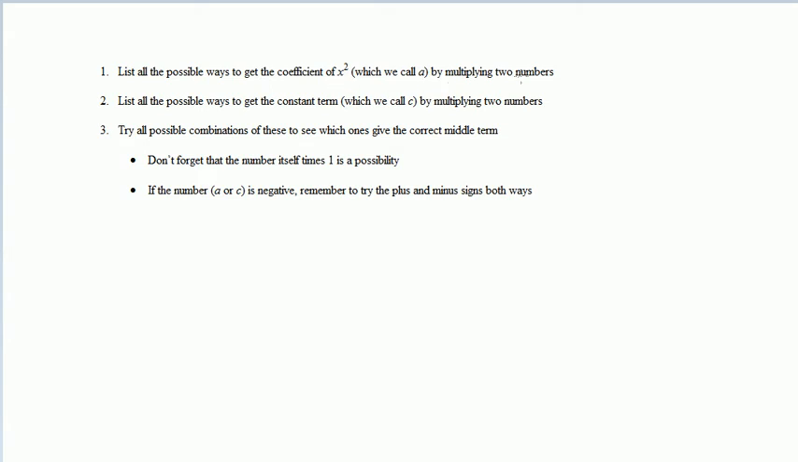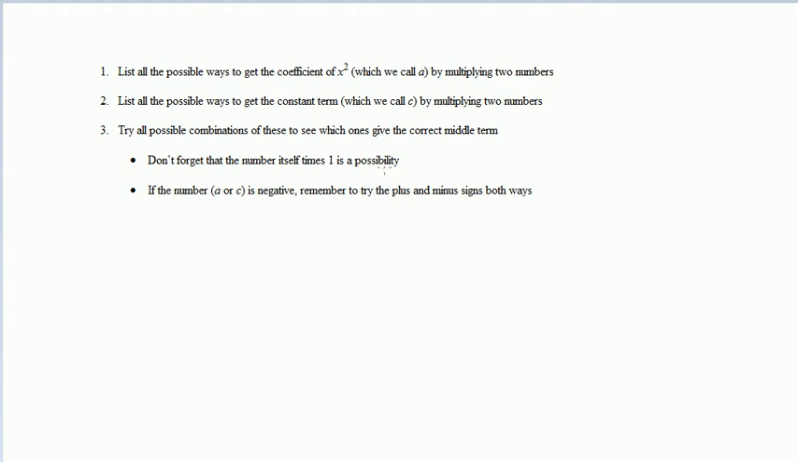which we call a, by multiplying two numbers. Then you list all the possible ways to get the constant term, in this case c, by multiplying two numbers. Try all possible combinations of these to see which one gives the correct middle term. Don't forget that the number itself times 1 is a possibility, and if the number a or c is negative, remember to try plus and minus signs both ways.